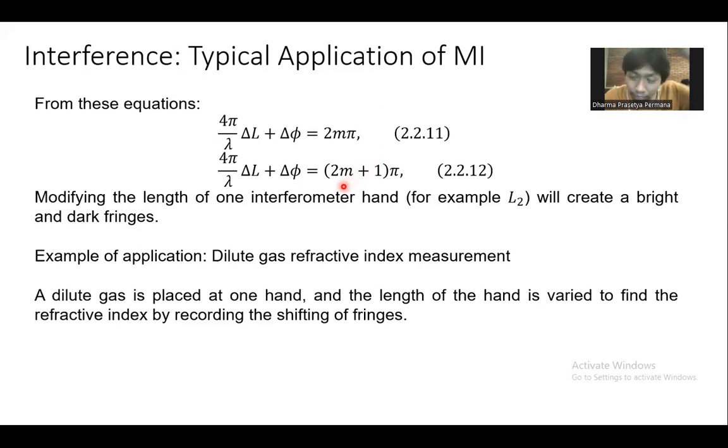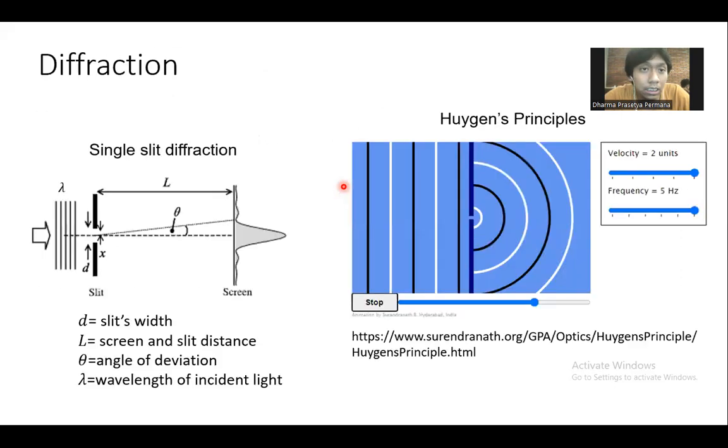Okay. Any questions or comments? No? Okay. If no question, I will continue to the diffraction part.